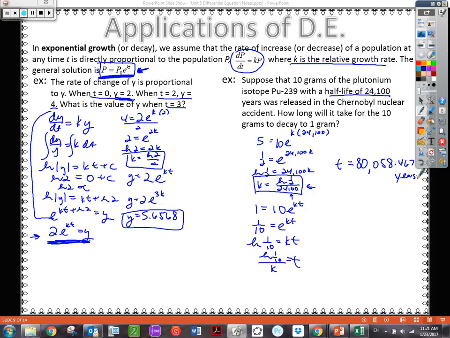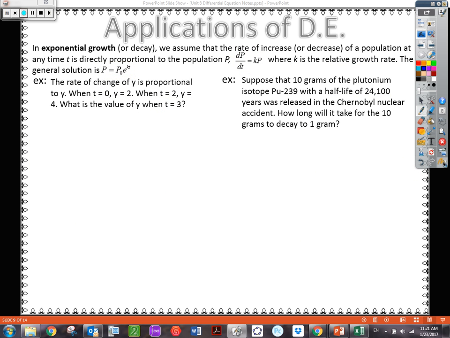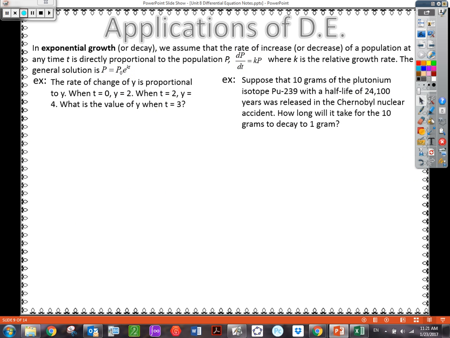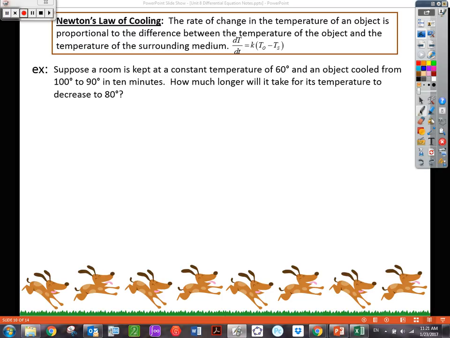We have one more topic to look at, and that is Newton's law of cooling. It's on the next slide. If you would go over there with me. This is probably reminiscent of pre-cal as well. So Newton's law of cooling is the rate of change in temperature of an object is proportional to the difference between the temperature of the object and the temperature of the surrounding medium. So that is our differential equation for Newton's law of cooling.